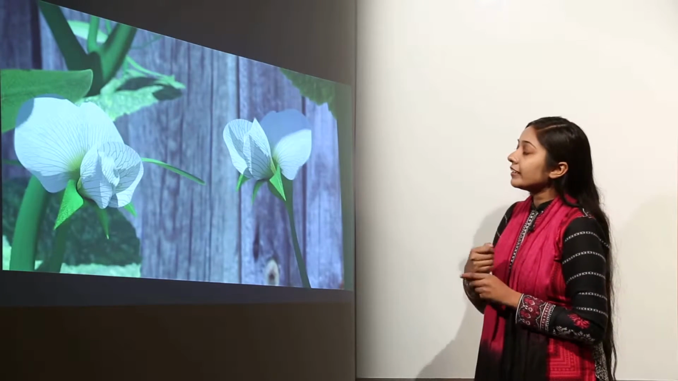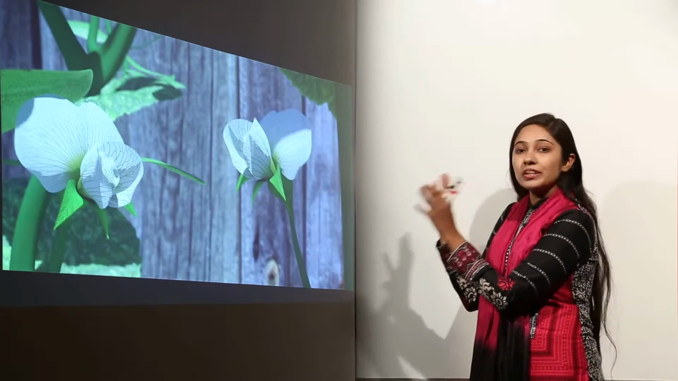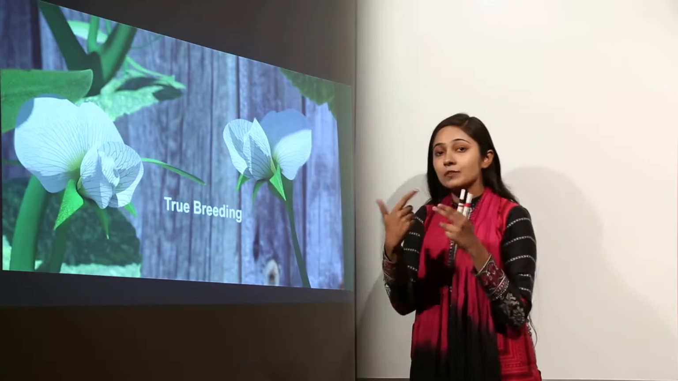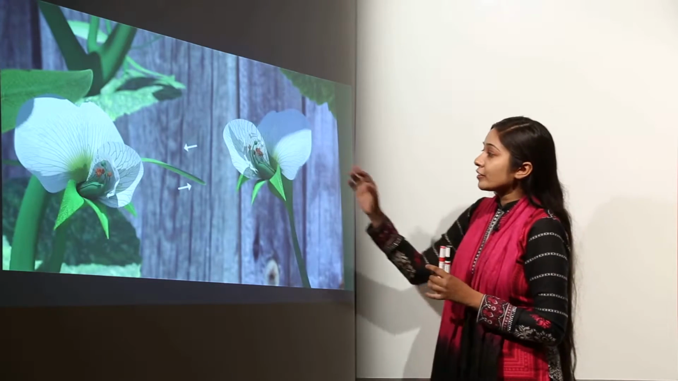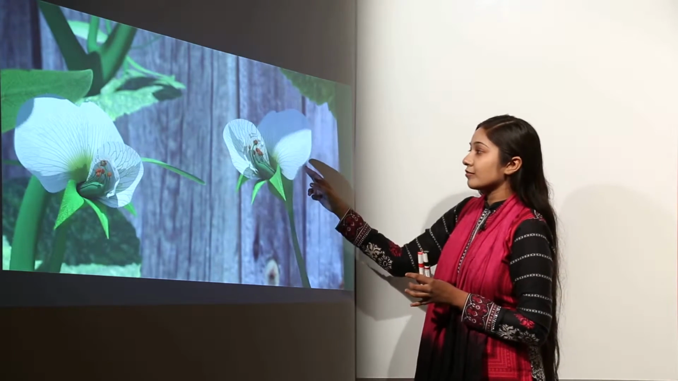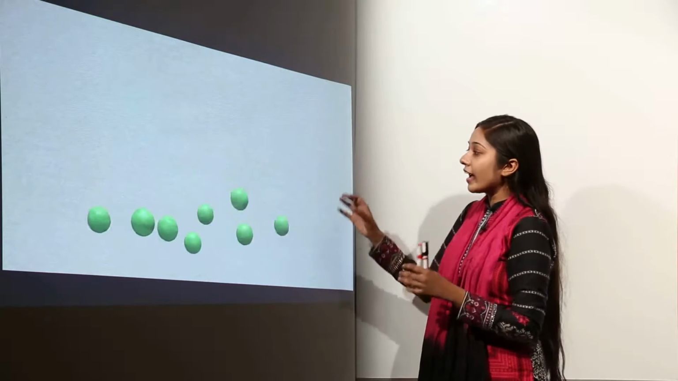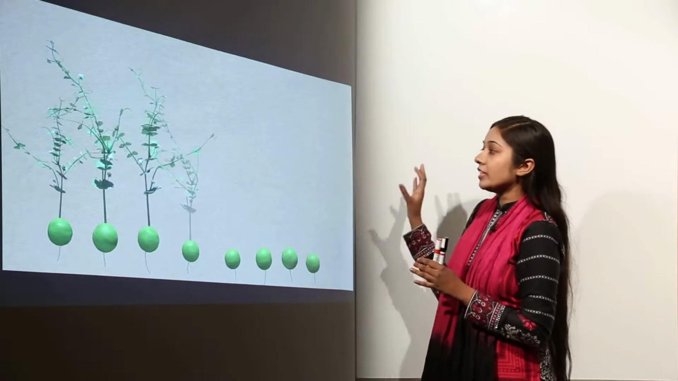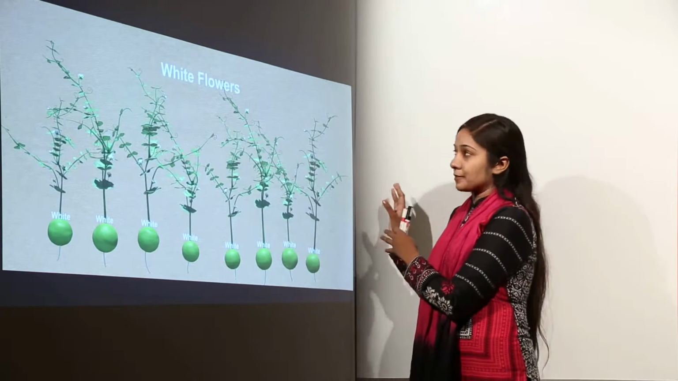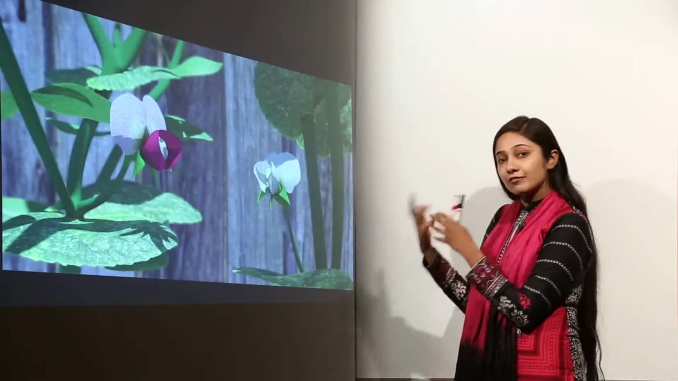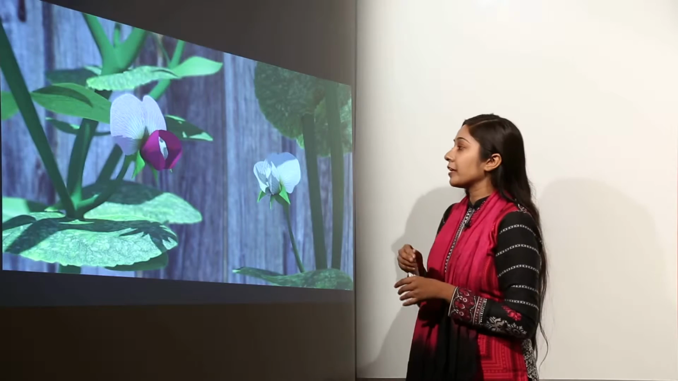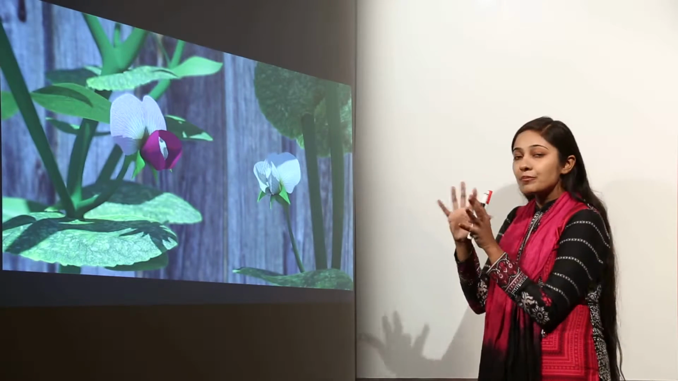Now what Mendel did was he chose pure breeding experiments. The first experiment he did was the pure breeding, true breeding varieties, means the pollen from the same flower goes to the other flower, and we have all the progeny that is having white flowers. So if the parents have white flowers, the progeny will all have white flowers. This was the true breeding experiment. Then he did some reciprocal cross.